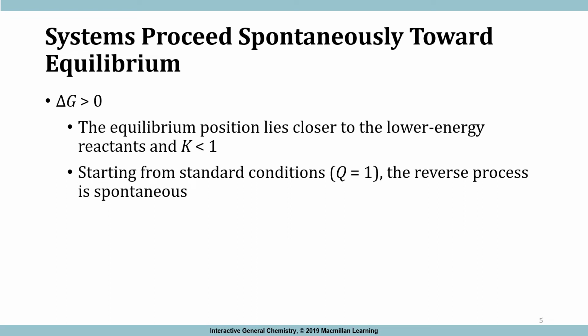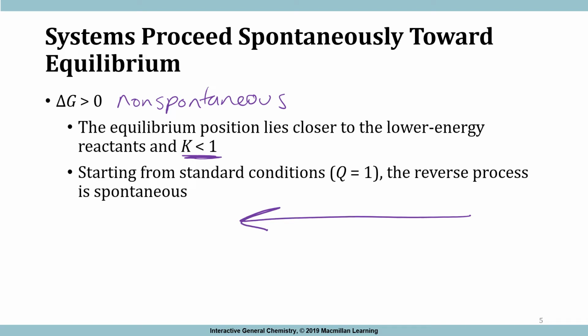And then at delta G greater than 0, it's a non-spontaneous reaction. The equilibrium position lies closer to the lower energy reactants, and K is less than 1. And then if we start from standard conditions where Q equals 1, then the reverse process is going to be the spontaneous process. But the same thing is if you say the reverse process is spontaneous, the forward process is non-spontaneous.